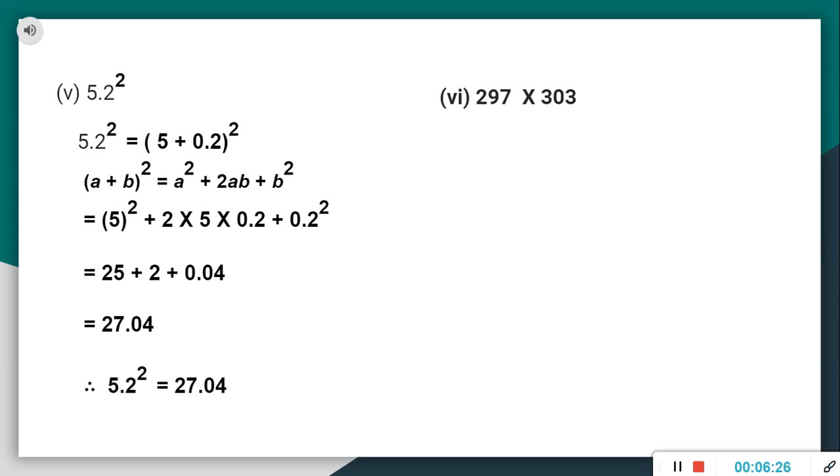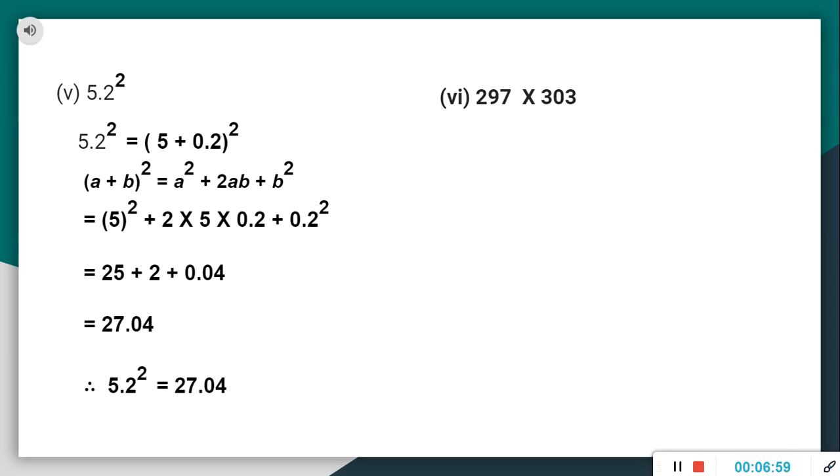Now sixth question: 297 into 303. So here two numbers are there, so we have to split both the numbers. But it should be like this: both the numbers are nearest to the same zero-digit number. So here we can see that 303 is 300 plus 3, right? Same way 297 is also nearest to 300. How could we write it? 300 minus 3. So we got here a and b, both having the same number, isn't it? So a minus b and a plus b.